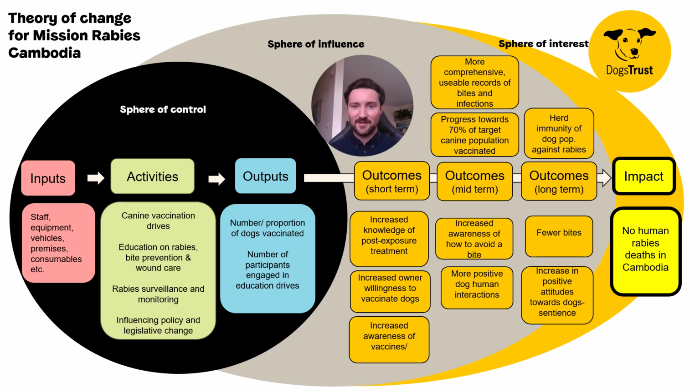We have overlaid the theory of change on a spheres of influence model as described earlier, and we have not included assumptions or external factors as those familiar with theory of change may expect to see. As you can see, the impact here is no human rabies deaths in Cambodia, but this all begins at the beginning of our inputs through staff, equipment, vehicles, premises and consumables. And we can trace those inputs through to our activities, outputs and outcomes as we've aligned our outcomes here with those that are related through what we call an impact pathways exercise.